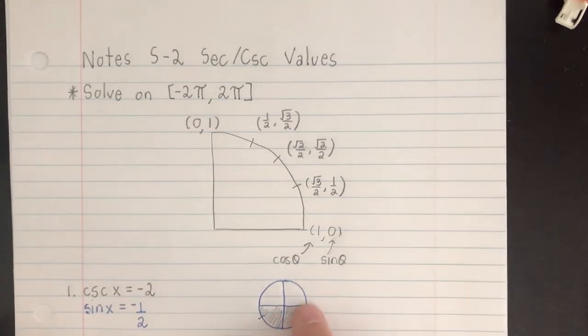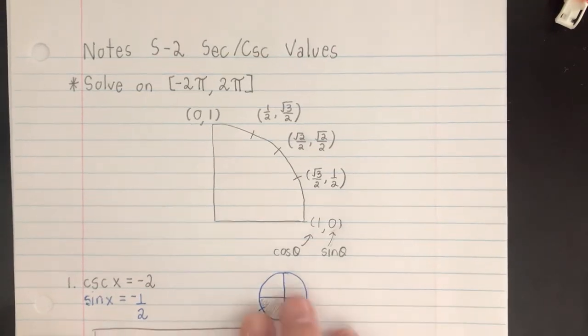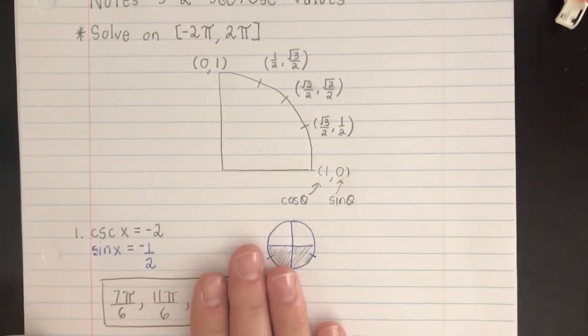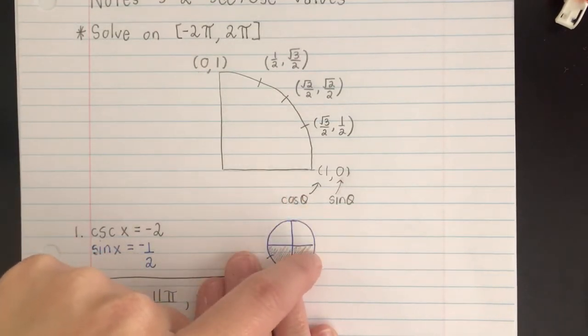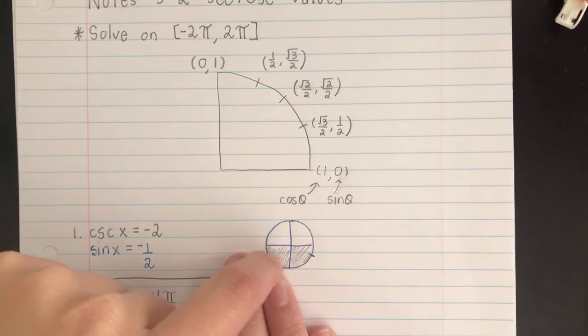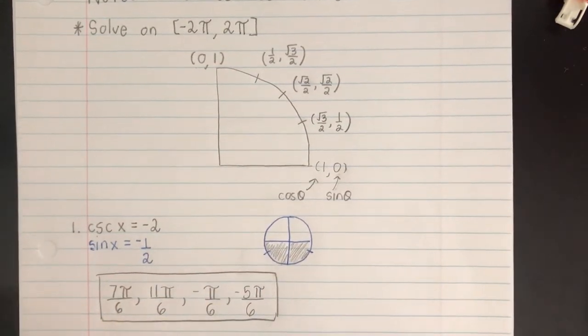So those would be the angles, excuse me. We would be saying this would be 7 pi over 6 and 11 pi over 6 in the positive direction. If you're going in the negative direction, that'd be -pi over 6 and -5 pi over 6.